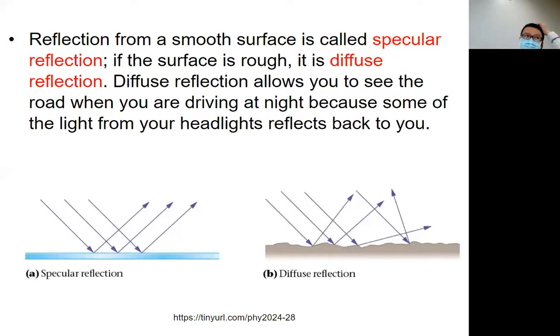Okay, so you might be thinking that diffuse reflection is not good, but it's actually pretty useful when you are driving in the dark. The headlight of your car hits the road surface, and some of the reflection comes back to your eyes, so you can see the condition of the road. If it's a pretty smooth surface, then you will not be able to see the condition of the road, because the rays reflected off in the opposite direction will not come back to your eyes. So it's not always a bad thing.